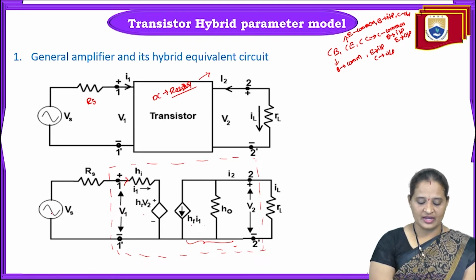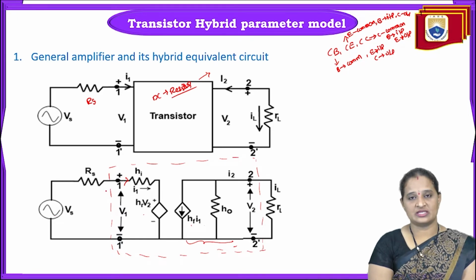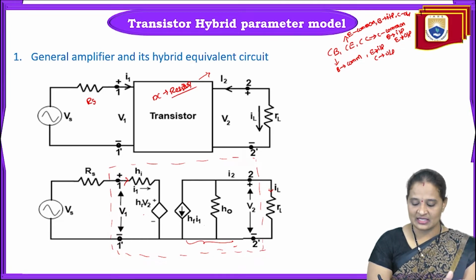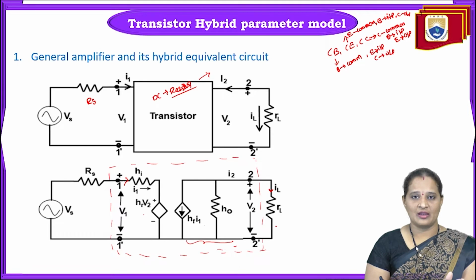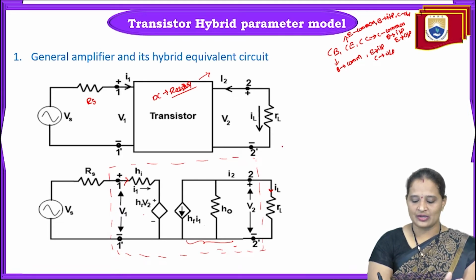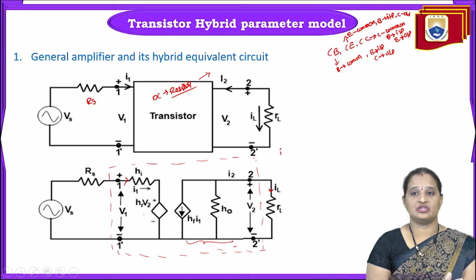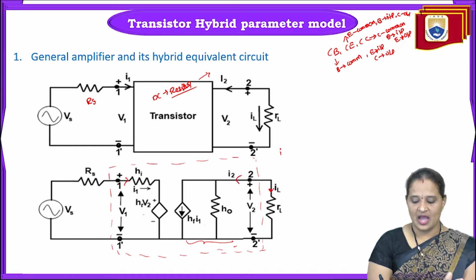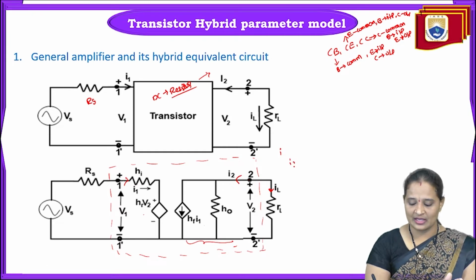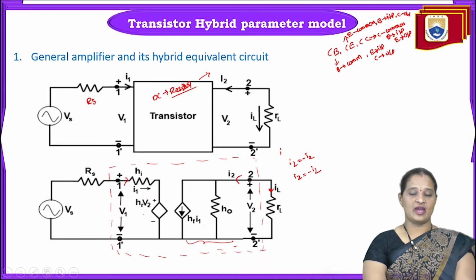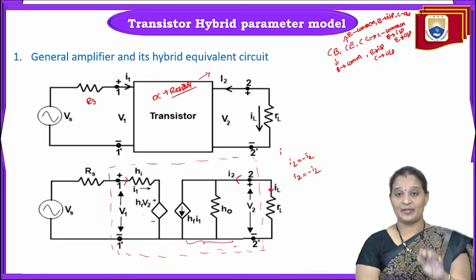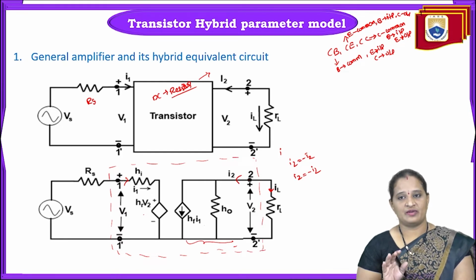To this we are connecting a voltage source in series with a source resistance at the input side and a load resistance at the output side. Let us consider the current flowing through the load resistor as IL. If you see this, I2 and IL are opposite to each other, where I2 is flowing in this direction and IL is flowing in this direction, that means it is leaving node 2. That is why we can say that IL equals minus I2, or I2 equals minus IL. This we have to remember. So this is the H parameter equivalent circuit of the transistor amplifier circuit.